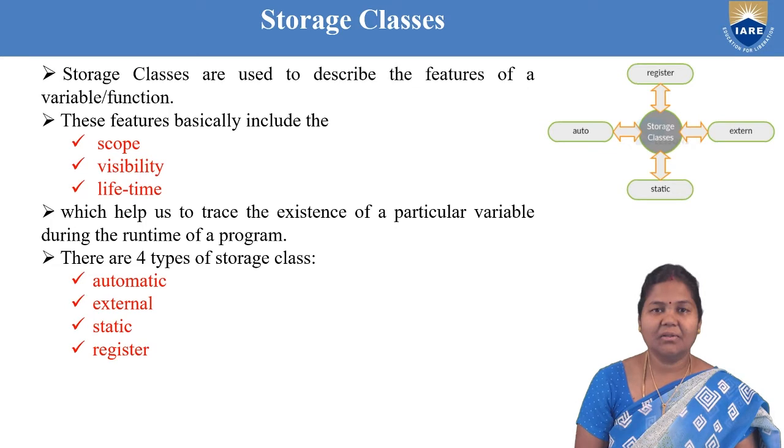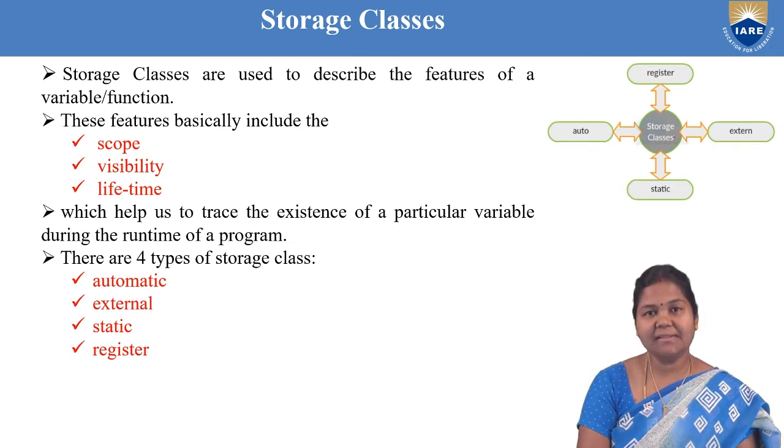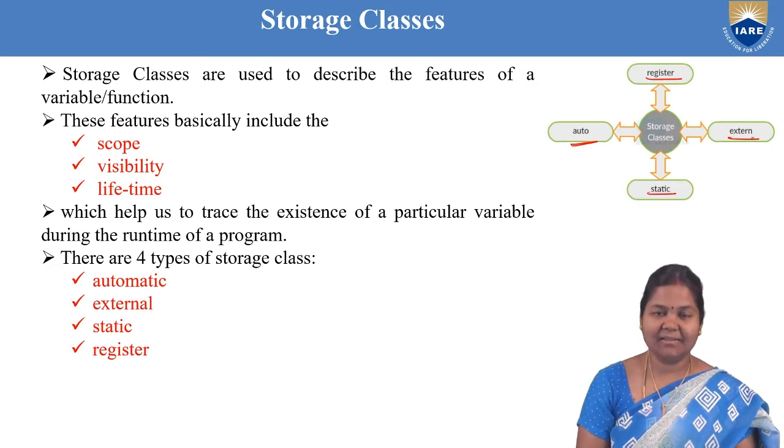Based on this concept, the storage classes are of four types: automatic storage class, register storage class, static storage class, and extern storage class. Let us discuss each storage class in detail. You can have a look at the picture. Storage classes in C language are divided into four types. Let us start with the automatic storage class.